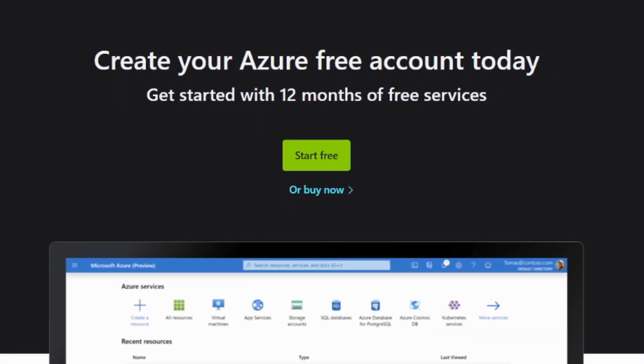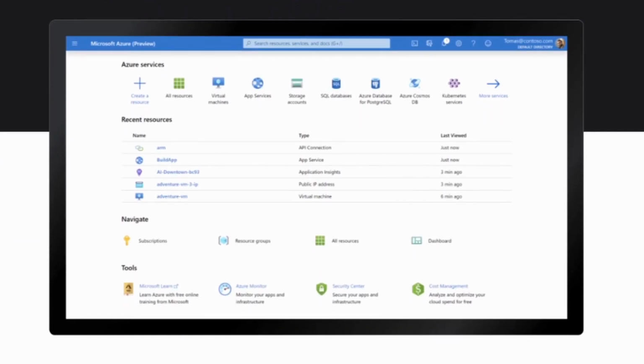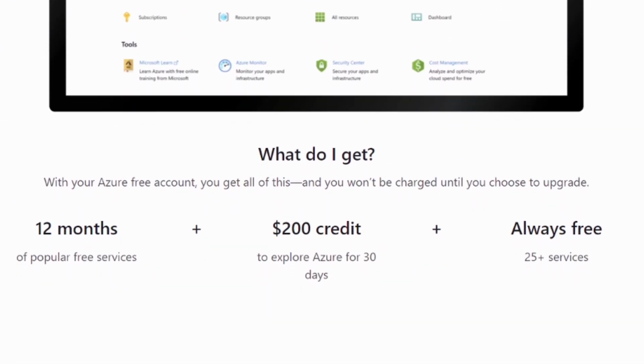Now back to the drawbacks, because of course there are some. When your initial $200 are spent or the first 30 days have passed, your subscription will be disabled, and you will have to upgrade it to a pay-as-you-go subscription in order to continue. That is also true if all you want to do is to use your 12 months of free services, or if you just want to use the Azure services that are always free. That means that I really can't recommend this subscription type for anything else than educational purposes. It's really there just for you to check Azure out.